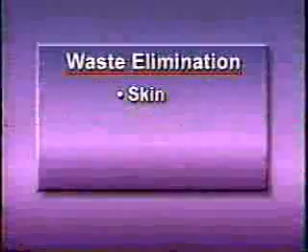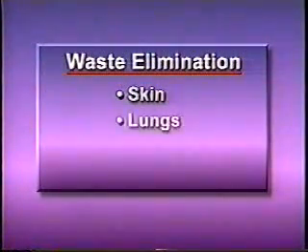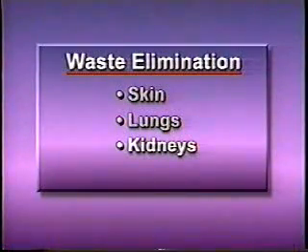Waste products are eliminated through one of four different ways. First way is through the skin. Waste is removed through the perspiration, also called sweat, from the skin of our body. It's also removed through the lungs. As we breathe out, we are removing waste with each breath that we exhale. A third way that we remove waste is through the kidneys. Through the urine, we remove waste from our body.